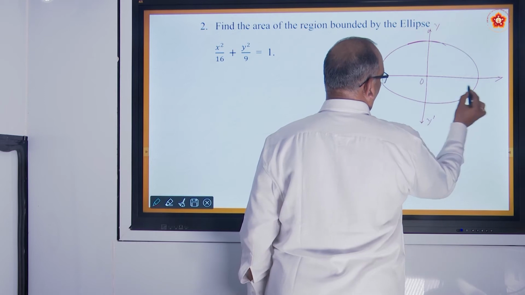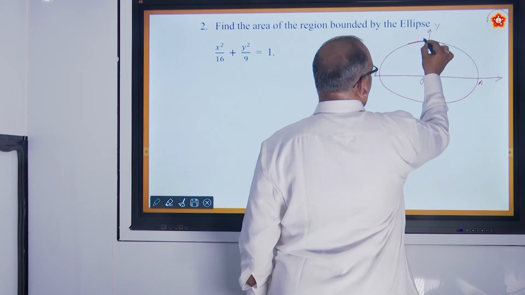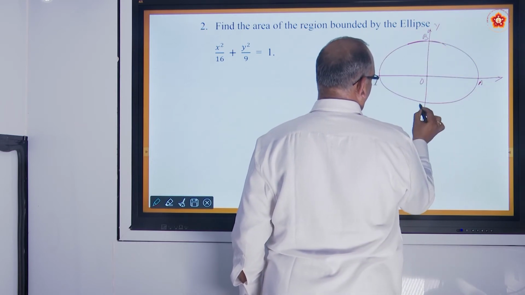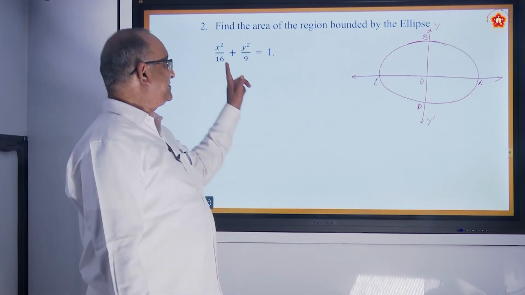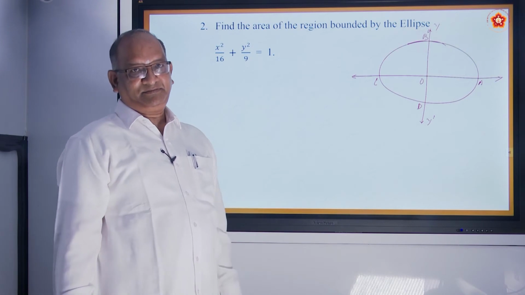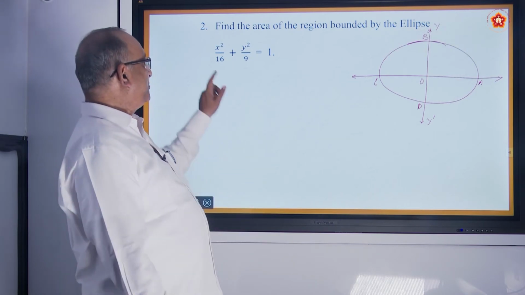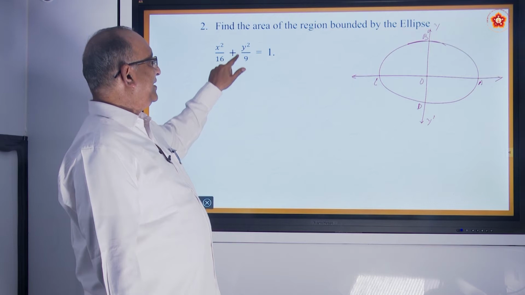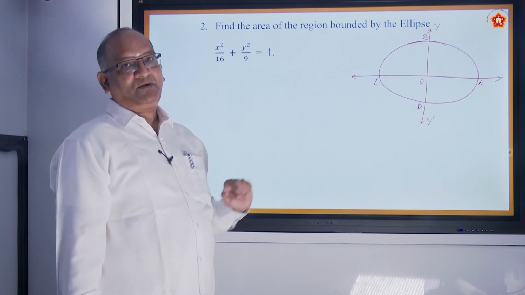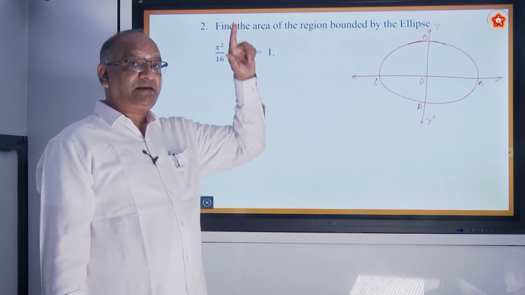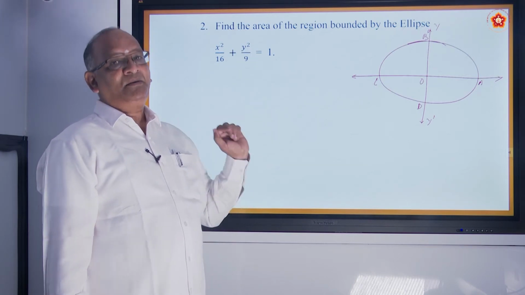Let us say this is O, this is A, B, C, D. Where does this meet the axis? Very simple, put x equal to 0, you get y square equal to 9, y equal to plus or minus 3. So it will meet the y axis at plus 3 and minus 3.